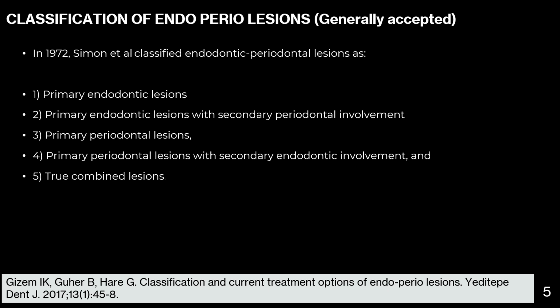Now, what is the generally accepted classification for endo-perio lesions? It was given in 1972 by Simon et al. And the classification basically goes by this format. Primary endodontic lesions with secondary periodontal involvement, primary periodontal lesions with secondary endodontic involvement, or they could be true combined lesions.